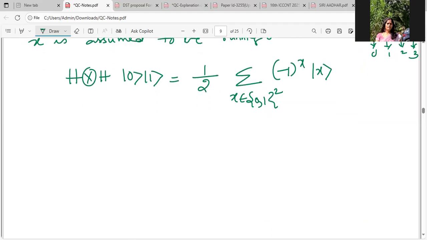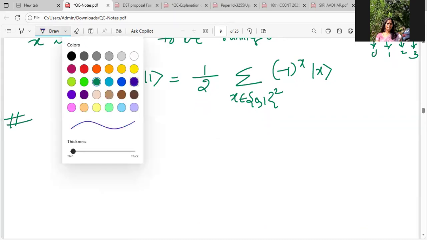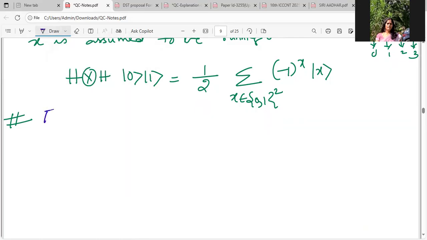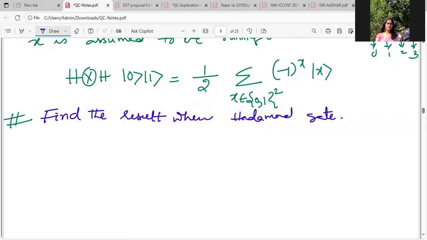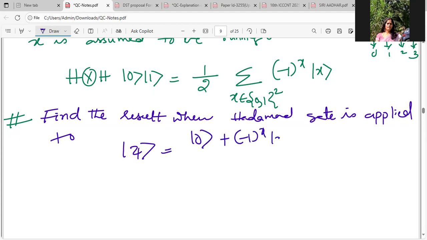Okay, now let us check one example, guys. It's a famous example, applying the Hadamard gate, and with that I will just stop this video. Find the result when the Hadamard gate is applied to ket xi equal to (ket 0 plus minus 1 power x ket 1) by root 2. Let's see what happens with this and then end this video.